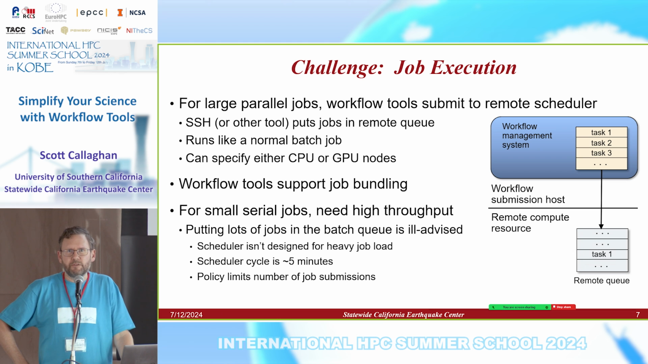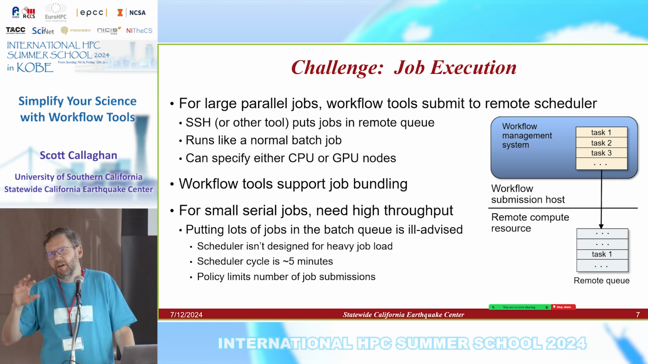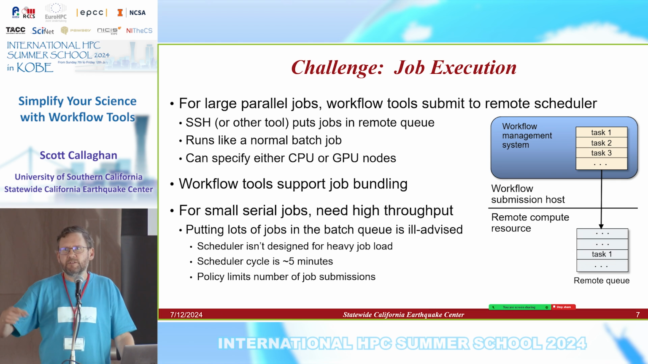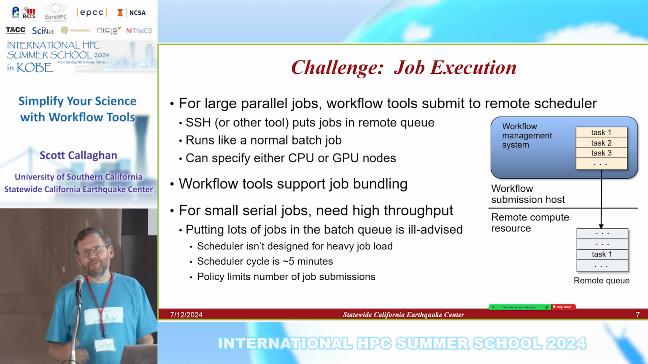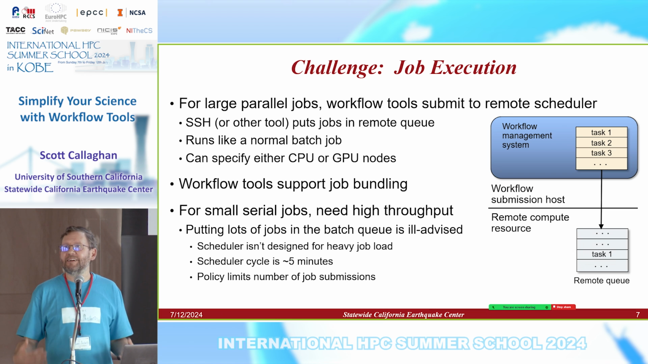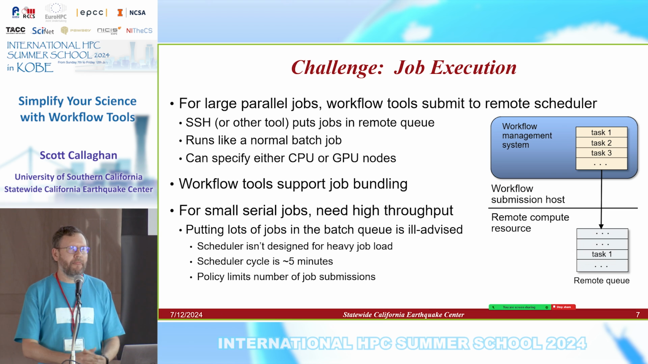What about the small serial jobs, though? What if I have a bunch of single core or even maybe a couple core jobs, a bunch of small jobs that I need to churn through as quickly as possible? How can I do that? Well, as you probably already know, you can't necessarily put them all in the batch queue, right? I can't log into a system and submit 26 million short-running tasks into the scheduler. It would probably crash if I could do that. It's not designed for that scope of load.